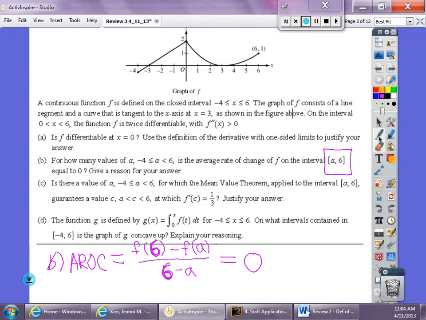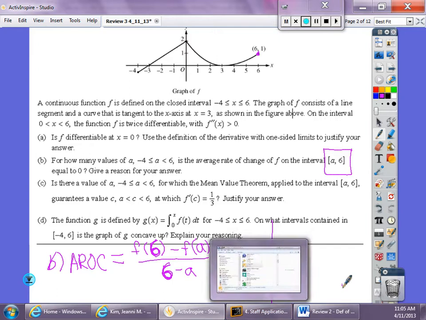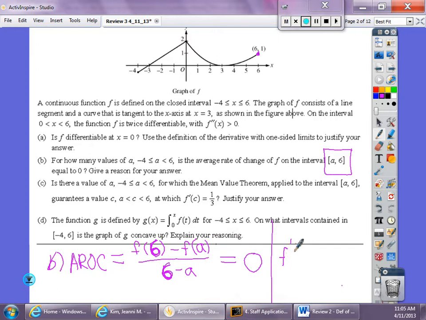All right, so that's done. Letter C. From -4 to 6, mean value theorem applied from A to 6. So again, starting from this point to some other point, guarantees at which the derivative is 1/3. So mean value theorem says pretty much very similar to what happened there. So you want the derivative, which is 1/3, to be equal to f of 6 minus f of a all over 6 minus a. Same thing, kind of what happened there. Does that make sense so far?